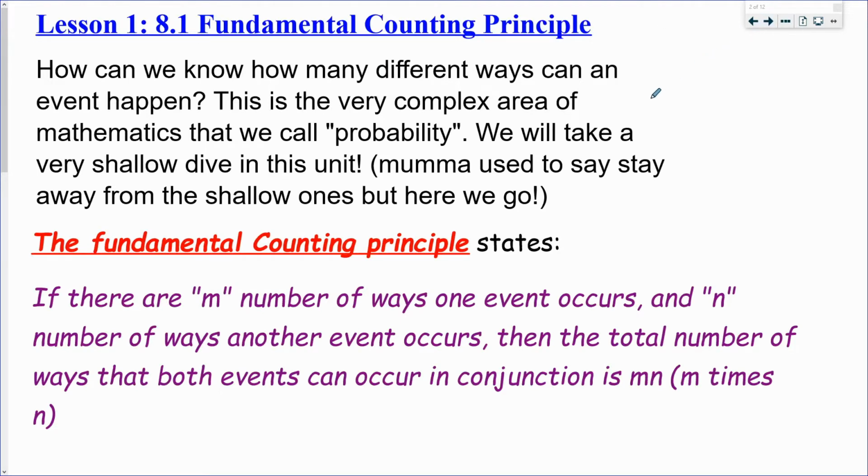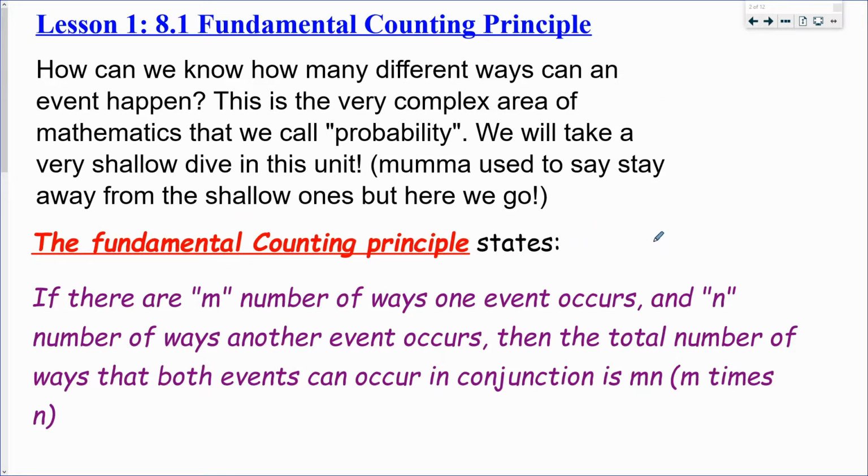So, what is this thing called the fundamental counting principle? Well, basically it boils down to this. How many different ways can an event happen? This is actually a really complicated area of mathematics that we call probability. We're going to take, like I said, a shallow dive. Mama used to say stay away from the shallow ones, but here we go.